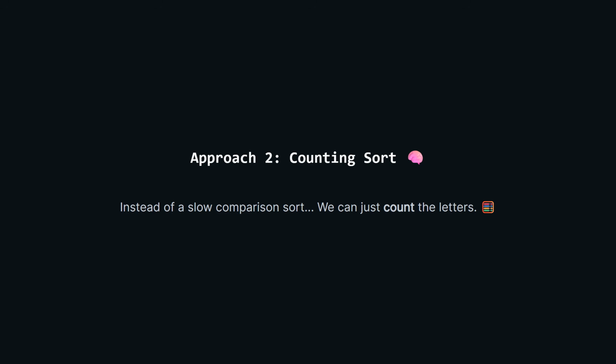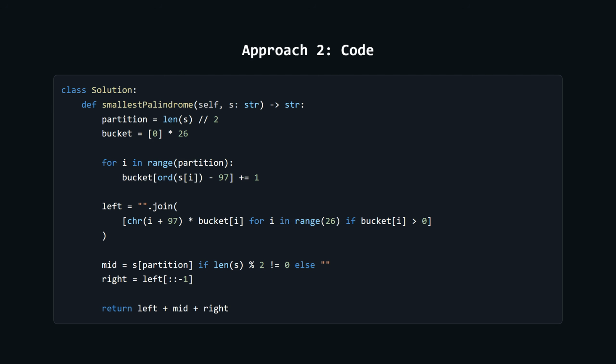Instead of comparing letters to each other, we just count how many of each letter we have. Here is the code for the counting sort method. It's a bit longer, but it avoids the traditional sort function entirely. Let's see how it builds the string.